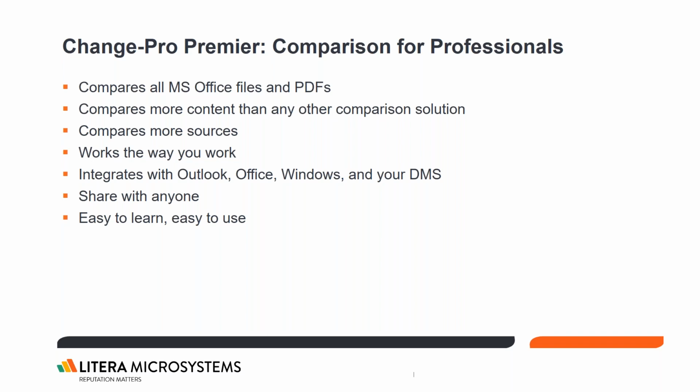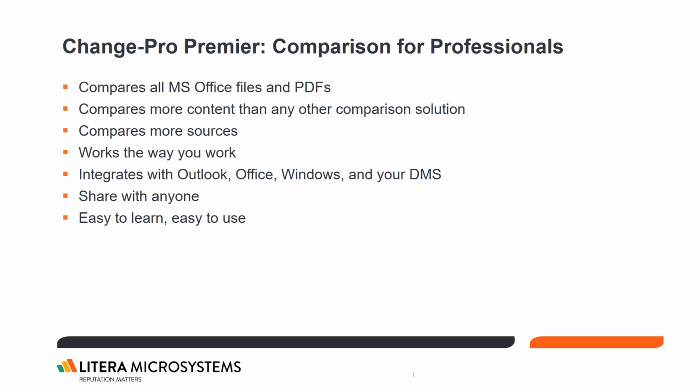So the comparison is done directly from the Change Pro ribbon, and it's highly configurable to your workflow, and our interface can really accommodate any of your needs. So we're going to compare all MS Office files and PDFs, and we're also going to compare more content than any other comparison solution. So text, tables, comments, embedded images, footnotes, endnotes, embedded Excel workbooks, PowerPoint speaker notes, PDFs, things that others can't do. But the other thing that's really great is it's smart to avoid showing changes that are unimportant, to avoid that clutter when you're trying to review your comparison.